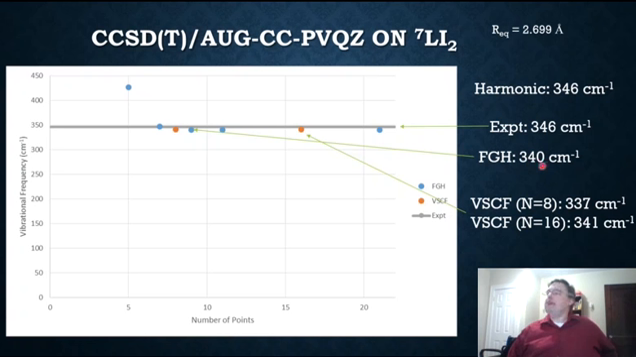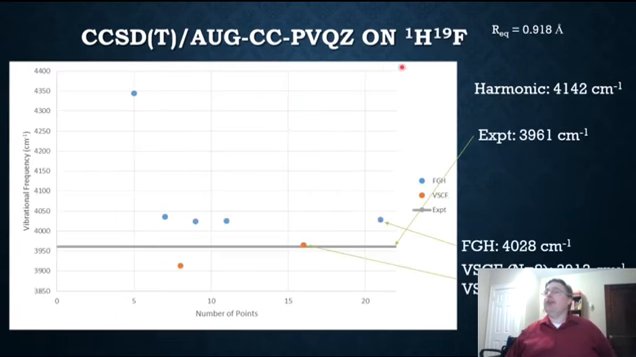The FGH method got to 340, here with only 9 points. The VSCF method got to 341, one better than the FGH method, after 16 points. Still, this is pretty good. So after these three molecules, we were feeling pretty good about our results. The next two, however, are particularly challenging for us.